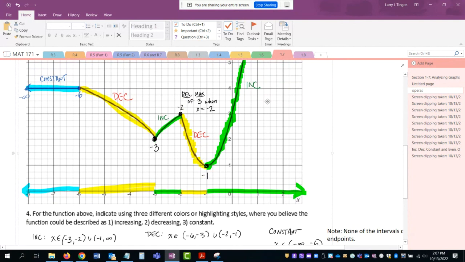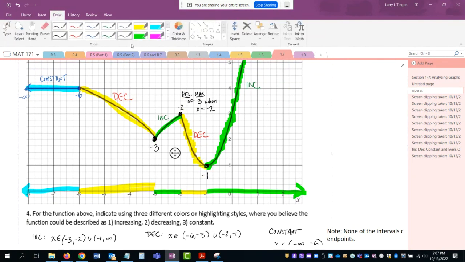I have a couple of those. So here's a relative min, and it is 2 when x is -3. And then I have one down here as well. I have a minimum of 1 when x is -1. So I got two minimums.